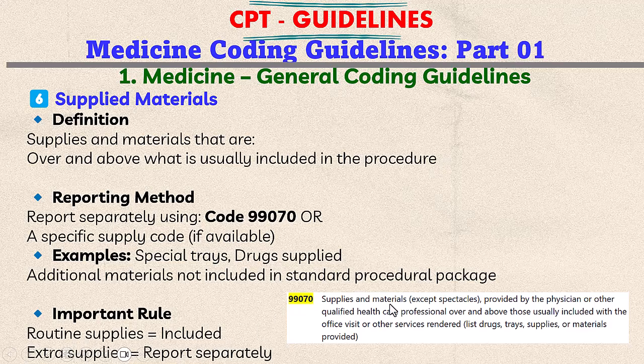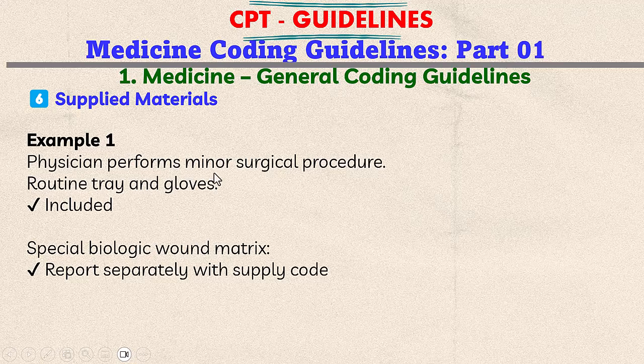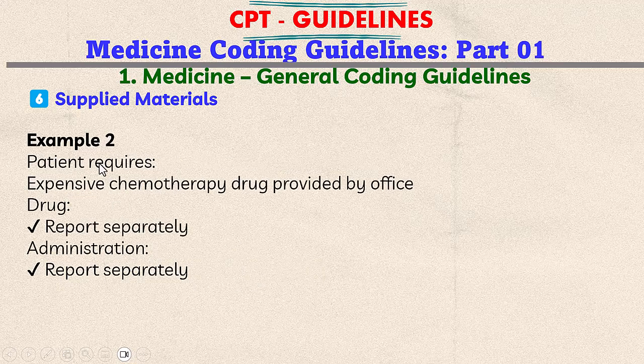That says supplies and materials, except spectacles, provided by the physician or other qualified healthcare professional over and above those usually included with the office visit or other services rendered. That is, list drugs, trays, supplies or materials provided. Example, a physician performs a minor surgical procedure, and a routine tray and gloves are used. So this is included in the code itself. But on the other hand, for a special biologic wound matrix, you have to report separately with a supply code. Example 2, a patient requires an expensive chemotherapy drug provided by the office. Here, report the drug separately and the administration also separately.